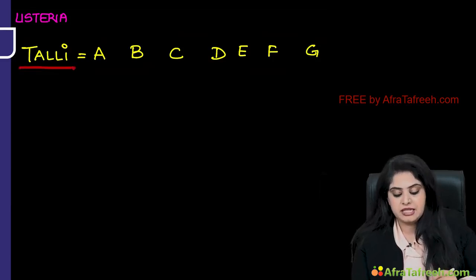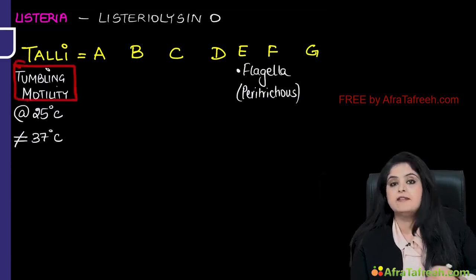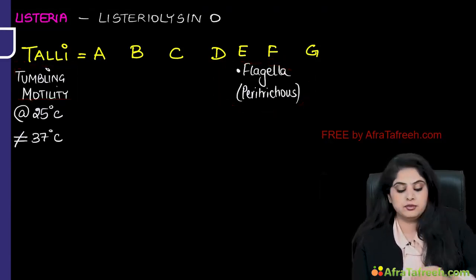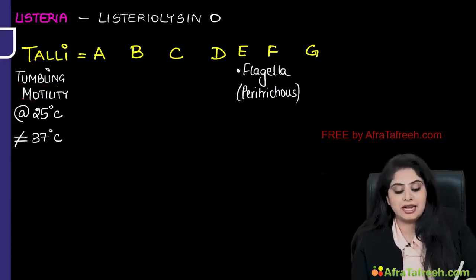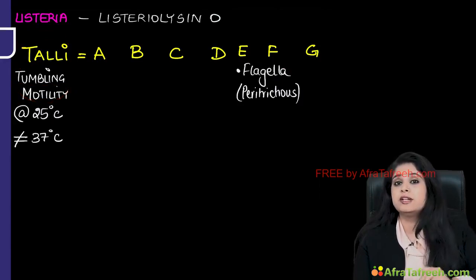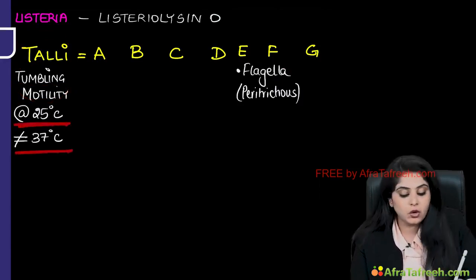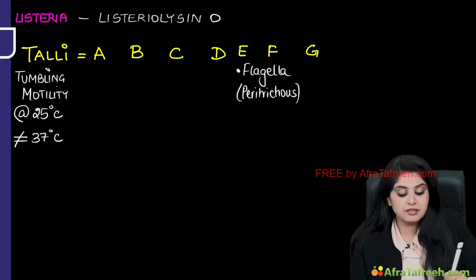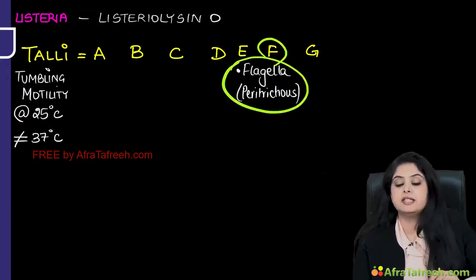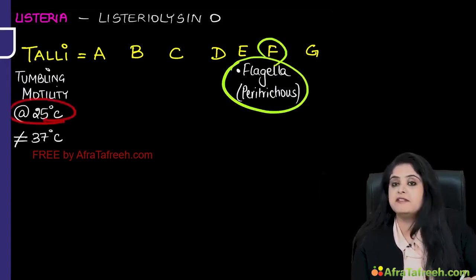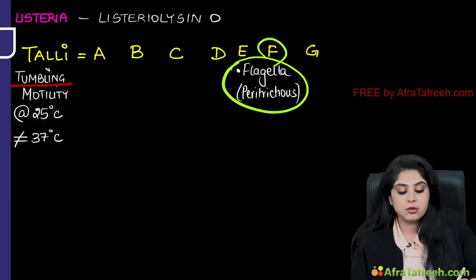So what is this mnemonic meaning? Firstly, this shows you tumbling motility. Why? Because it is a flagellated organism. So what is tumbling? Tumbling means end to end, something like falling like a drunk man. That is why I called it that, because it's to do with tumbling like a drunk man, and it is tumbling at 25 degrees, but it is not going to tumble at 37 degrees, and that is because this flagella that you are seeing, F for flagella, is going to be formed at 25, not at 37.